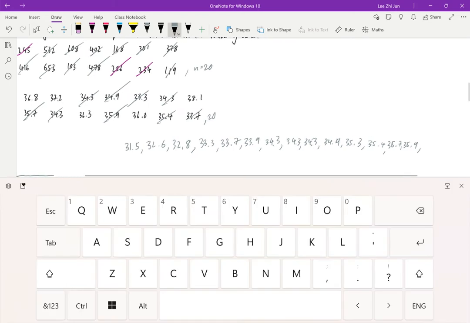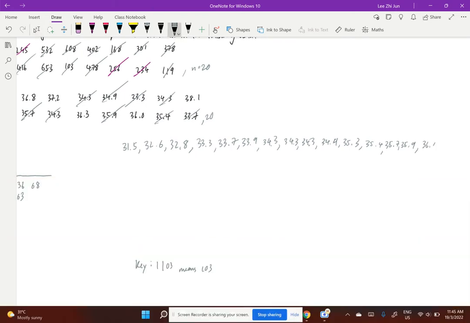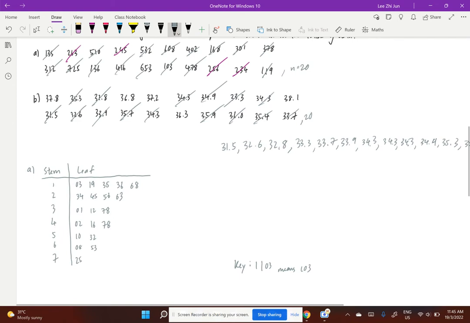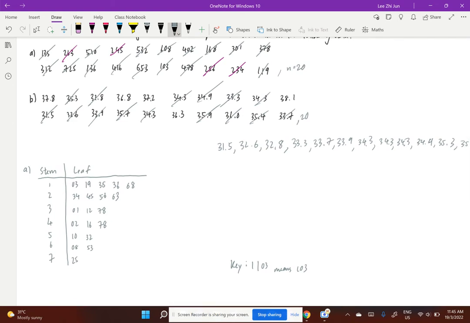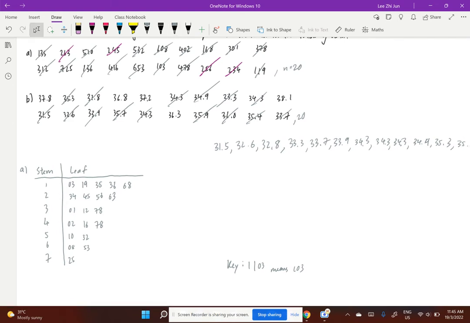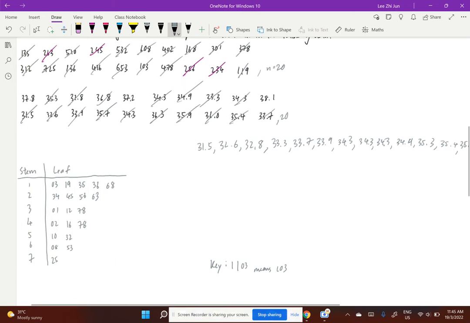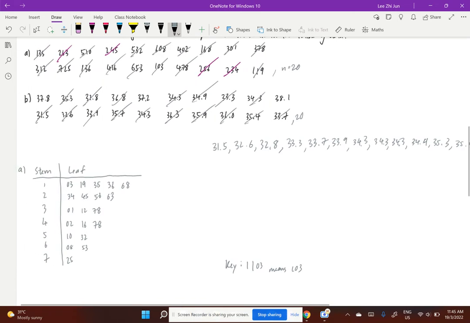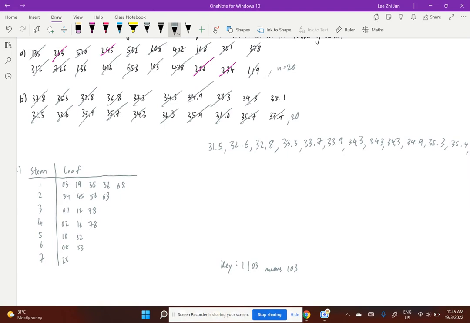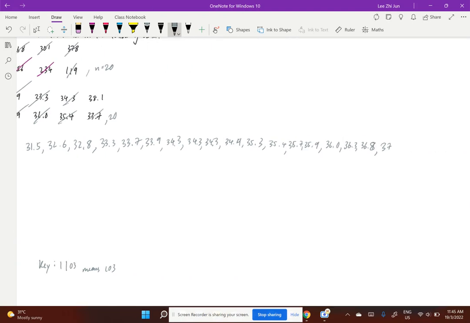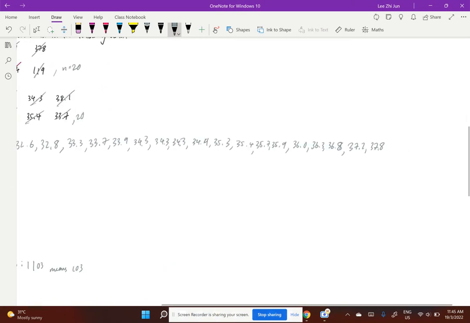Go to 36. 36.0 here. 36.8. Oh no, here is 36.8. Sorry, 36.3 and 36.8. Now we go to 37. 37.2, 37.8. Last one is 38.1. It's the largest value.